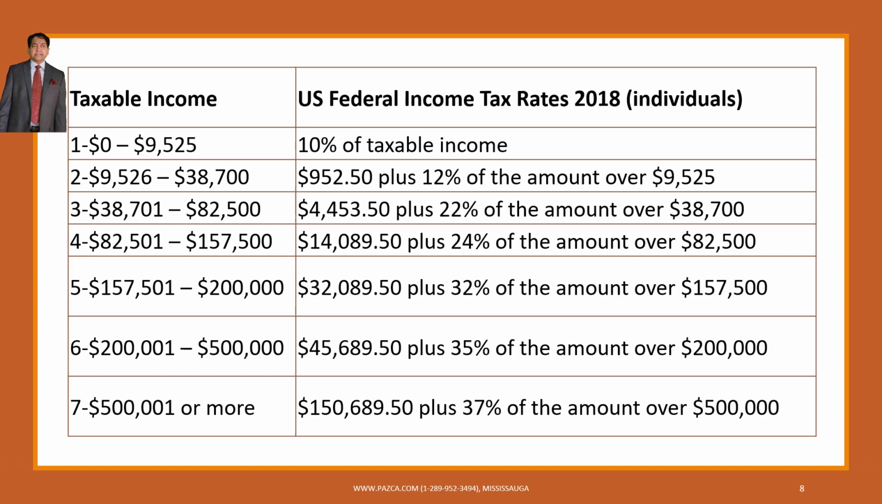So when you look at this slide, you will notice that the starting rate in the US is 10%, and this extends only up to an income of $9,525. And then in the second band, it is 12%, then it grows to 22%, then 24, 32, 35, while in the last band of income that starts from more than $500,000 of taxable income, it is 37%.